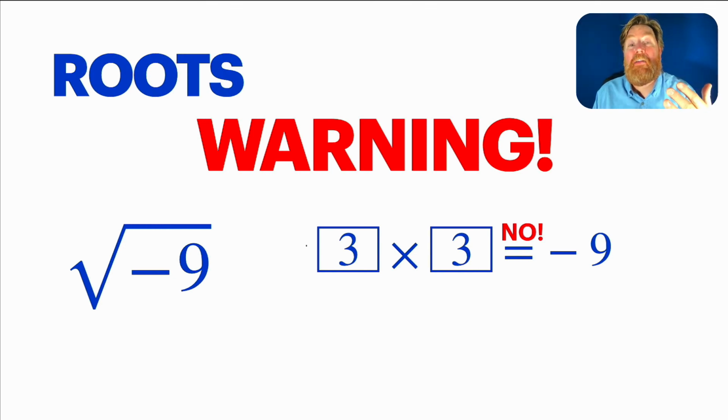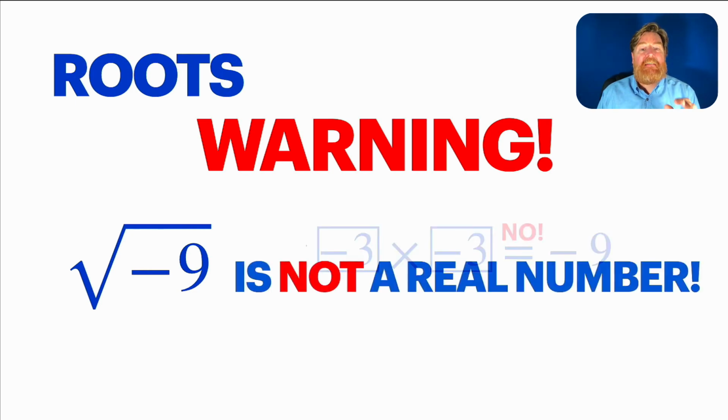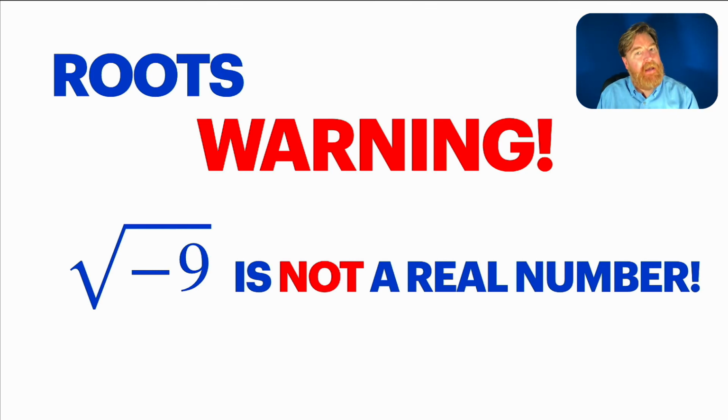And the only other reasonable number is -3. How about -3 times -3? Does that give us -9? No, it doesn't. It gives us 9, right? In fact, there is no real number that will work in those boxes. There's not a real number that you multiply by itself to get -9.